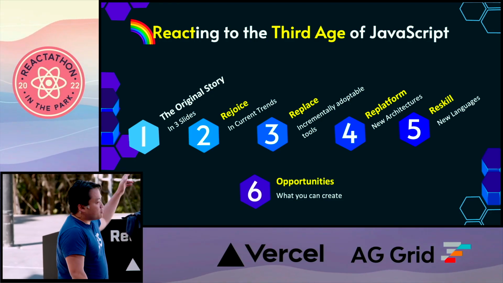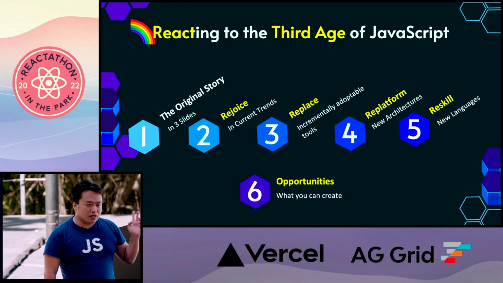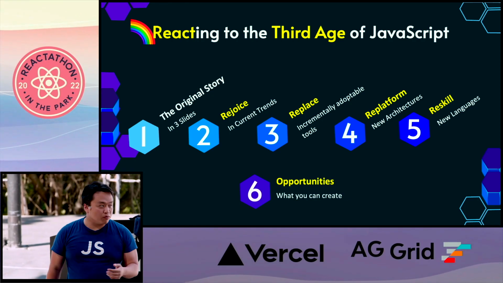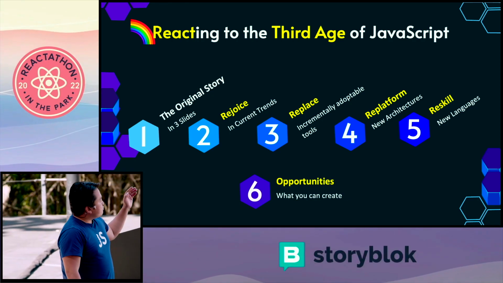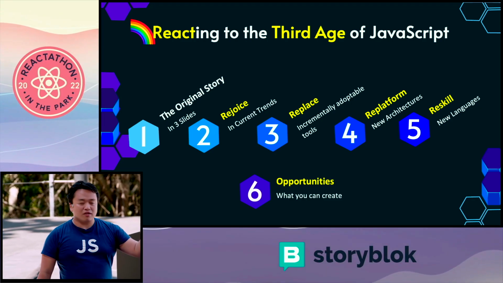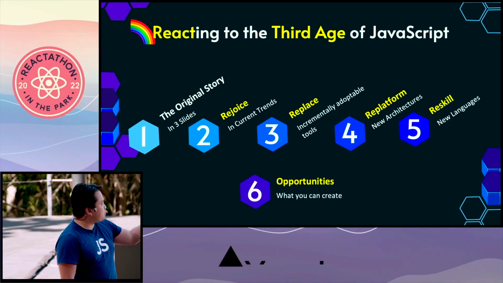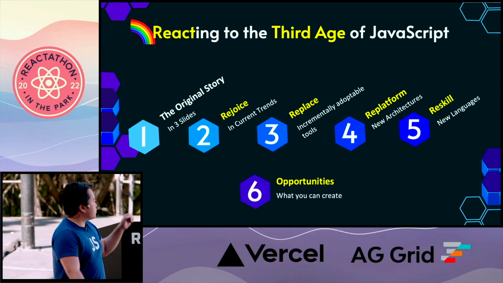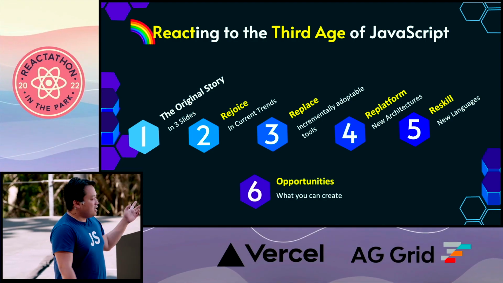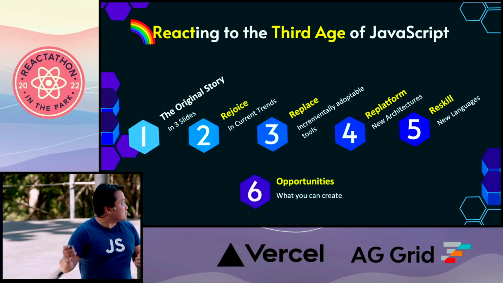So we're going to do the original story. I've done talks about this before. You can look it up online, so I'm not going to belabor the point again. But we're going to start with increasingly speculative fields: rejoicing in current trends, replacing them with incrementally adoptable tools, replatforming, reskilling, and then finally speculating on opportunities.